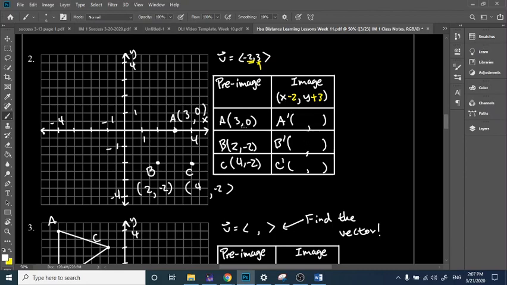Okay, so x minus 2. 3 minus 2 is 1. 2 minus 2 is 0. 4 minus 2 is 2. So, if needed, I'll write that there, just to help whoever needs it. Then we have 0 plus 3. That's how we get this.